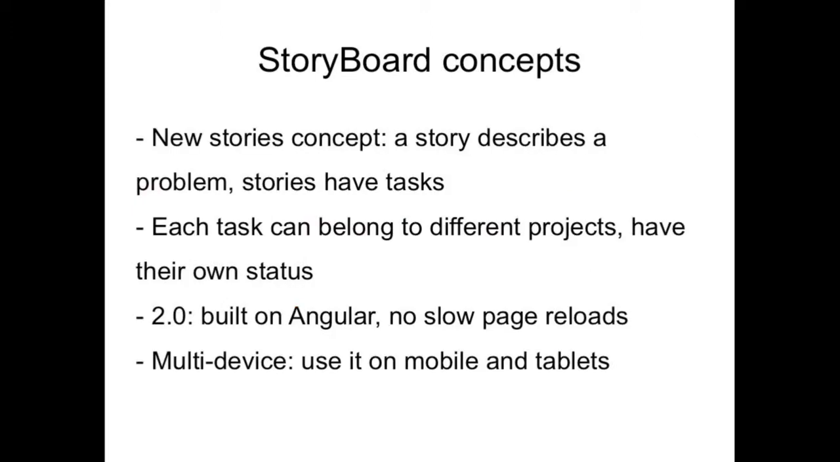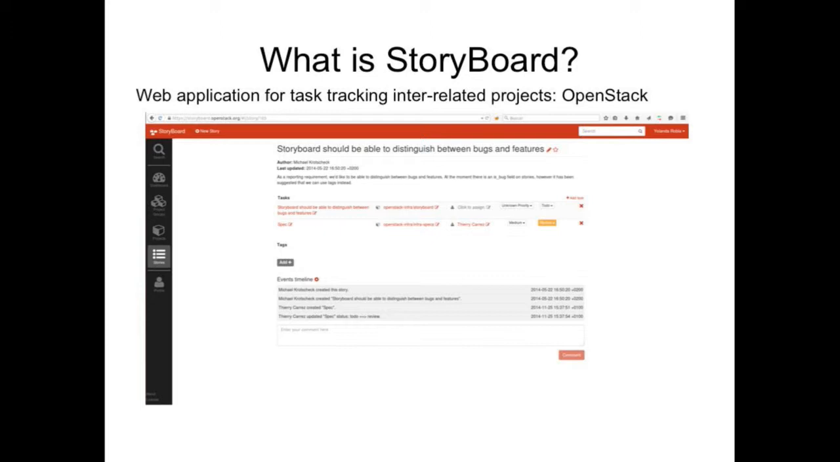Okay. So what are the main important concepts of a Storyboard and why is it so different and so useful for you? A Storyboard is based on the concept of a story, like the name says. So, what is a story in our case? A story is an item that is describing a problem or a functionality that is affecting your whole environment. It can be for different projects. Each story can have different tasks. So, a story can have a title, a description, a date. A story can also have events, so you are tracking all the evolution of the story.